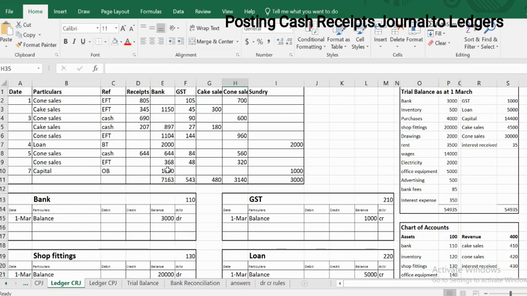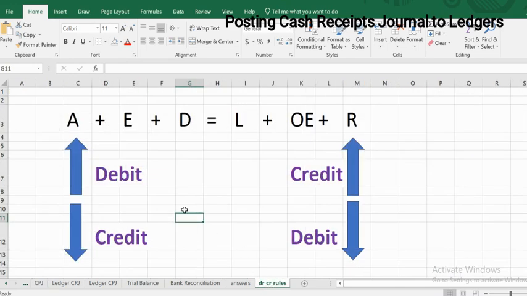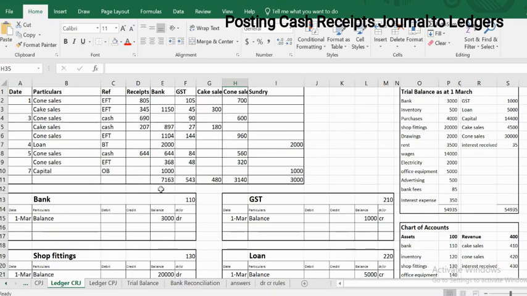Now we're talking a cash receipts journal here. Having a quick look at our debit credit rules, the cash receipts make the bank account go up. Bank account is an asset, and an asset increasing is a debit. So we are going to be debiting the bank account with this. So if we go back here, the bank account, I'm going to write in here to remind me it's going to be debited.